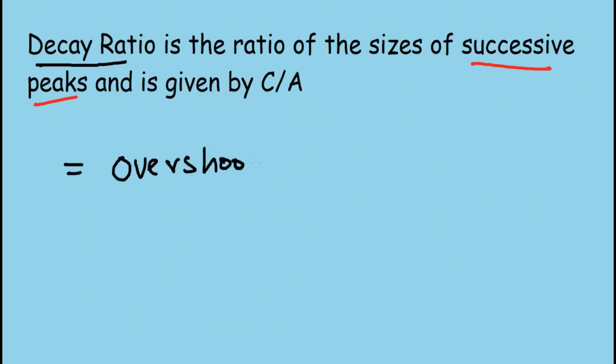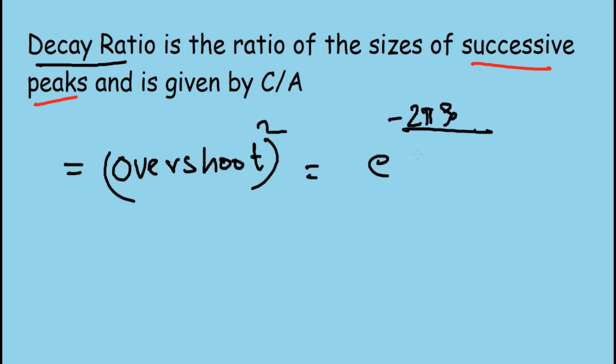Decay ratio is equal to overshoot squared, that is, it is equal to e to the power minus 2 pi zeta divided by root 1 minus zeta squared. So this is how we can calculate the decay ratio.